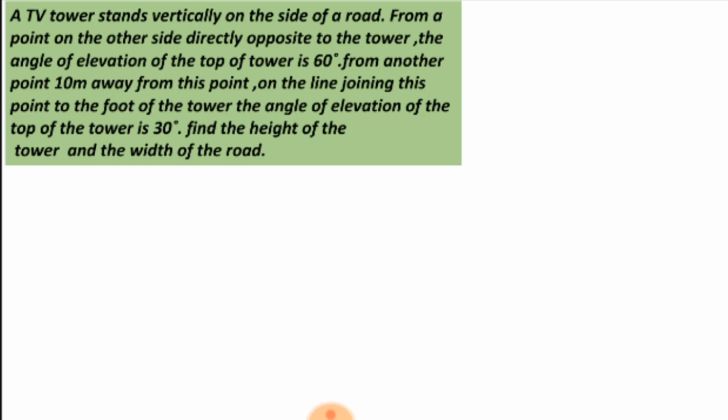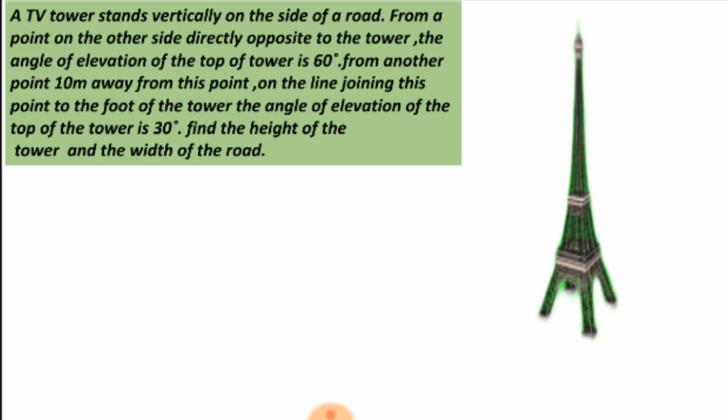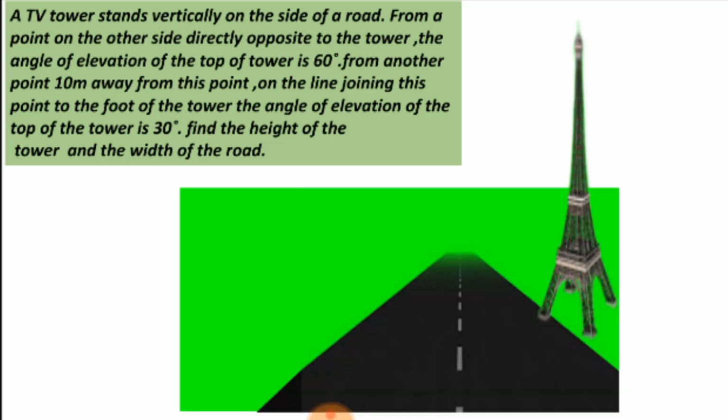So that is the given problem. Let us visualize the problem first. A TV tower stands vertically on the side of a road. From a point on the other side directly opposite to the tower, the angle of elevation of the top of the tower is 60 degrees. Let us take the height of the tower as AB.